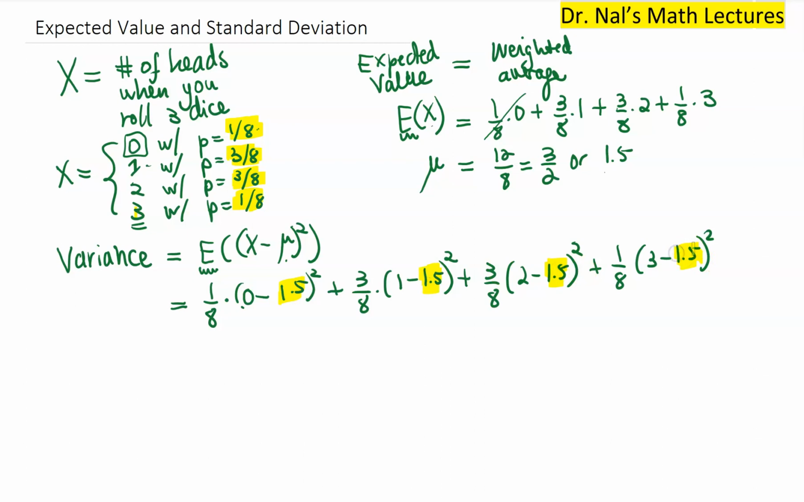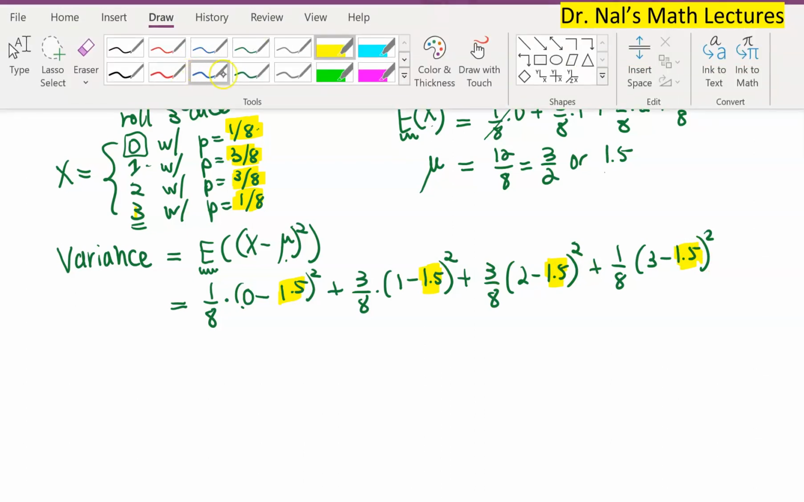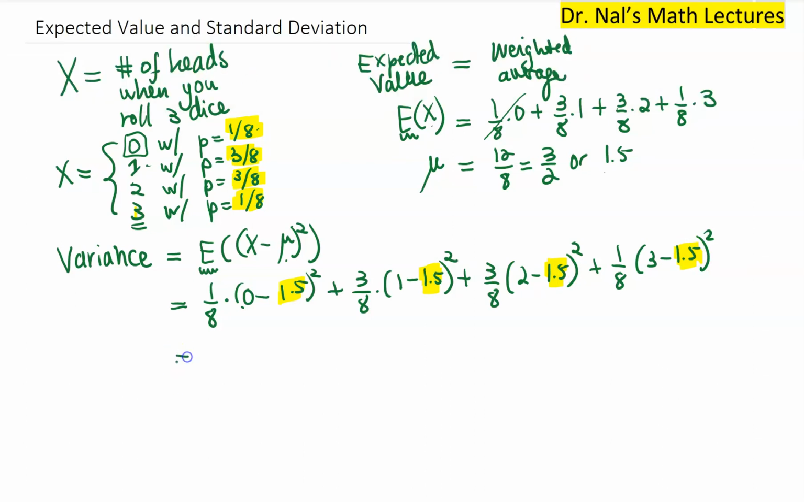Yeah, it's very straightforward. And that's it. The rest is just to finish the calculation. I can factor out the 1/8. So what we have here inside the first parenthesis is minus 1.5. Squared is 2.25. Let's just have it like that. Plus, we still have a 3 here. 1 minus 1.5 is minus 0.5. Squared it is 0.25. And 3 times that is 0.75.